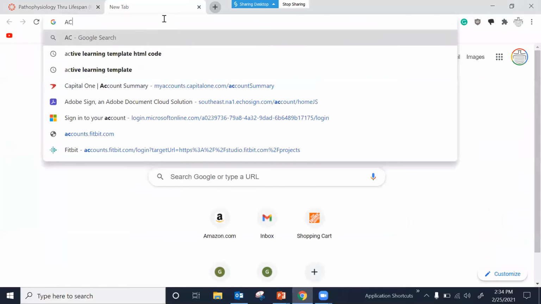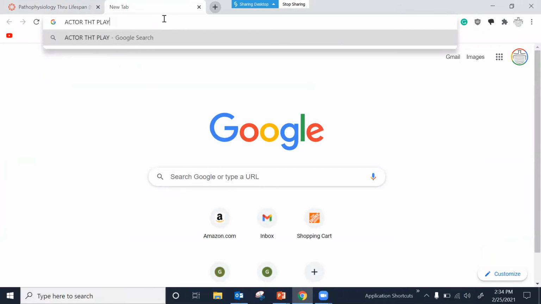Actor that played Superman. I'm gonna Google it, sorry.